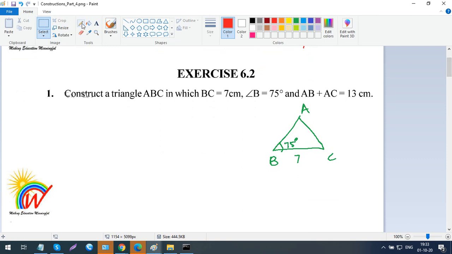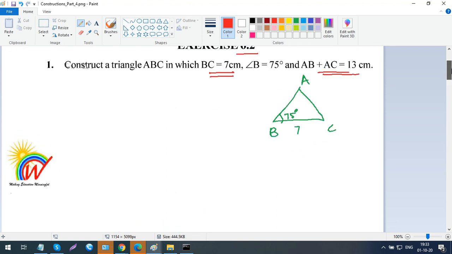Here it says construct a triangle ABC in which BC is 7 centimeters. So first you draw a rough figure. See how I have drawn. BC is 7, angle B is 75, and AB plus AC is 13. So what do you do? First you draw a line, measure it and draw BC equals 7 centimeter. Let us say this is BC. Then take your protractor and draw the angle 75 over here. Let us say this is 75.